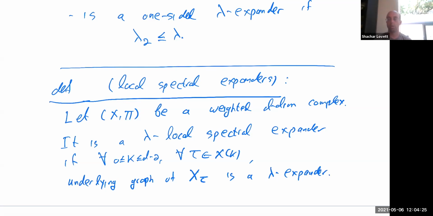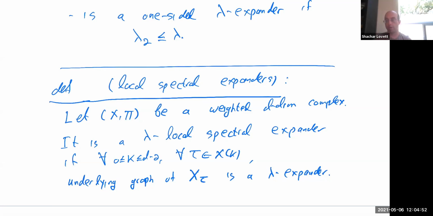Okay. So again, let me repeat this definition. We're going to look on all faces up to level d minus 2. We're going to look on the link. That's going to be a d minus k dimensional complex. But we are going to completely ignore all the faces of size 3 and above. So we're going to look on nodes and edges. And that's going to define some graph. And we require this graph to be an expander.